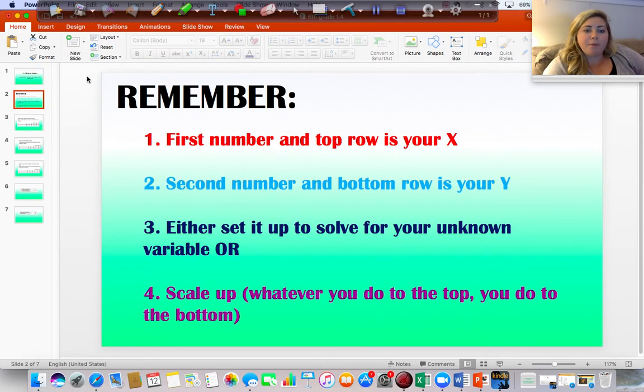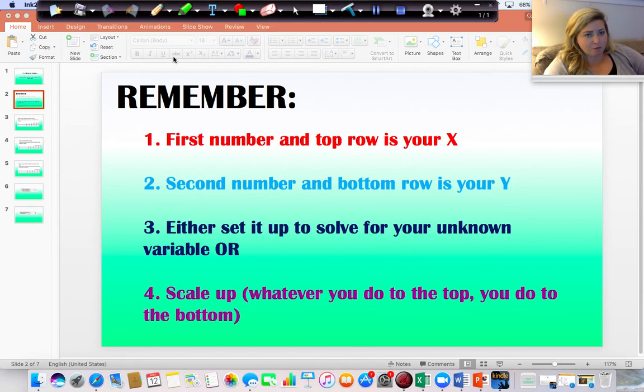All right, so remember, the first number is on your top row, and it is your X. Your second number is on your bottom row, and it is your Y, and either set it up to solve for the unknown variable or scale up, and whatever you do to the top, you have to do to the bottom. We'll go into those details, and I'll do a couple examples for one and then a couple examples for the other, so you can get some practice in. Pause this video and make sure to write all of this information down.